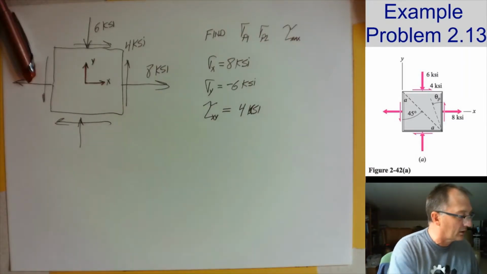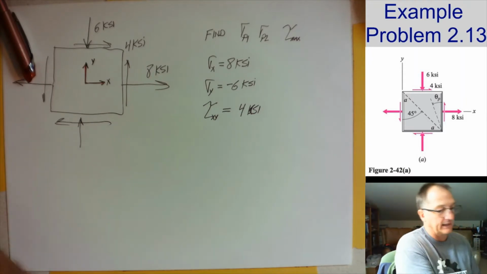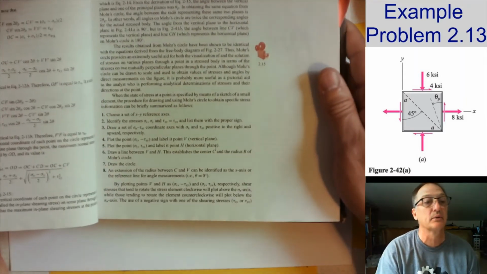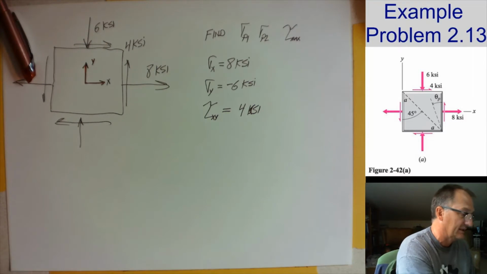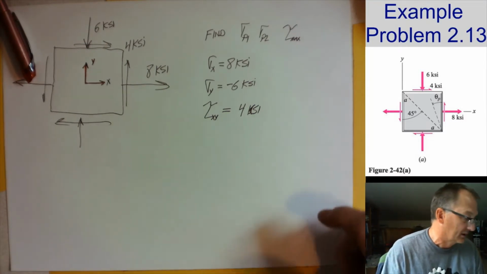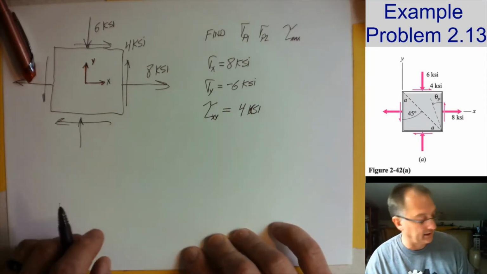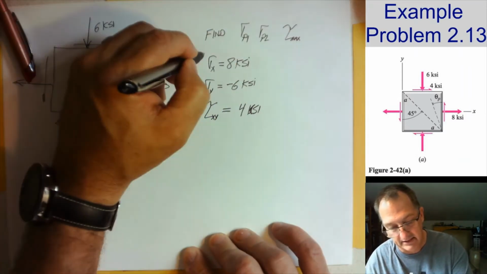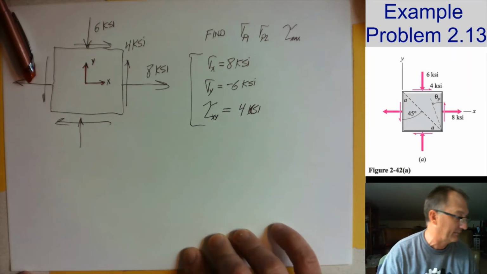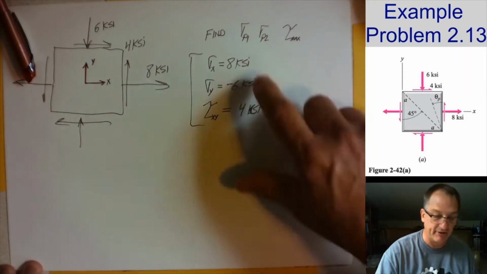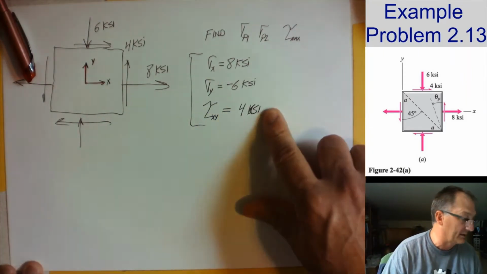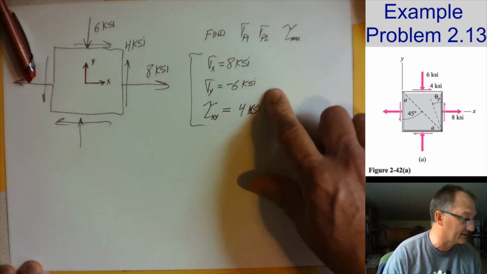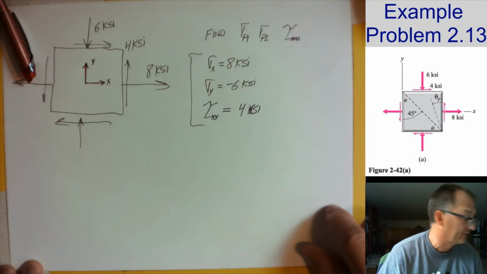So we're going to go to our directions that I'm pulling up from the previous page, and that's what I showed in the lecture. So the first thing is, it says choose a set of XY reference axes. They're meaning this. Where's my axis so that I can get these labels? All right. And then we're going to identify the stresses and write them down with the proper sign. That's step 2.